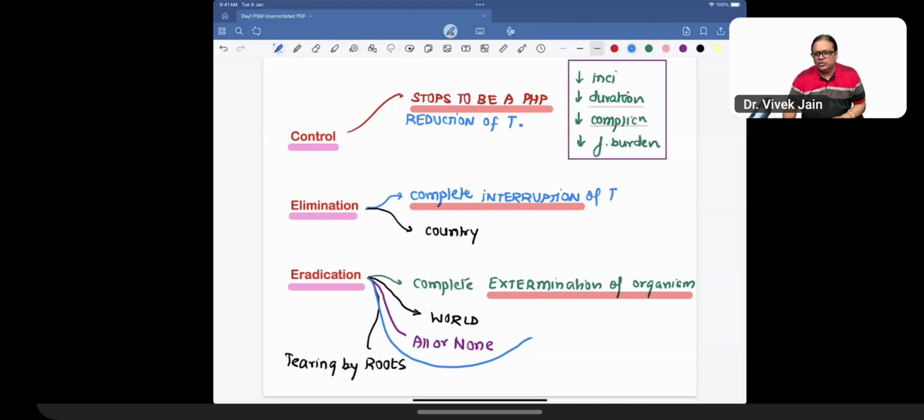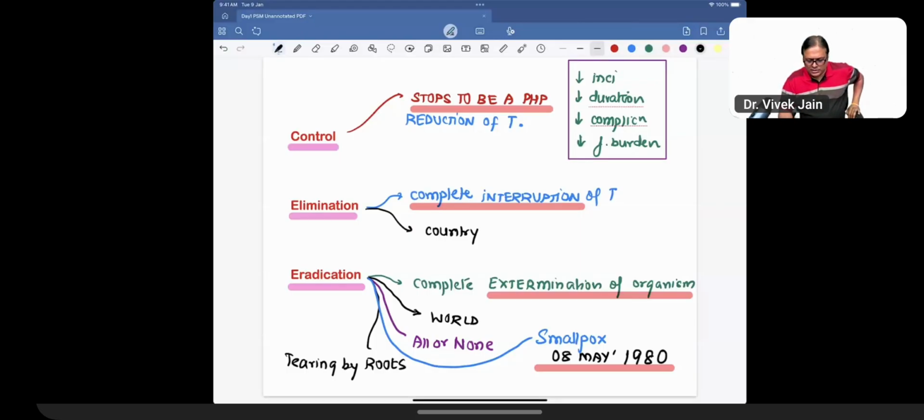Diseases eradicated include only and only smallpox. So the date of eradication of smallpox is asked in the paper. Complete date is 8th of May, 1980.